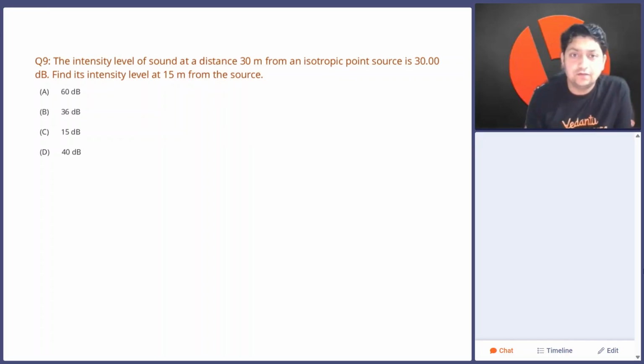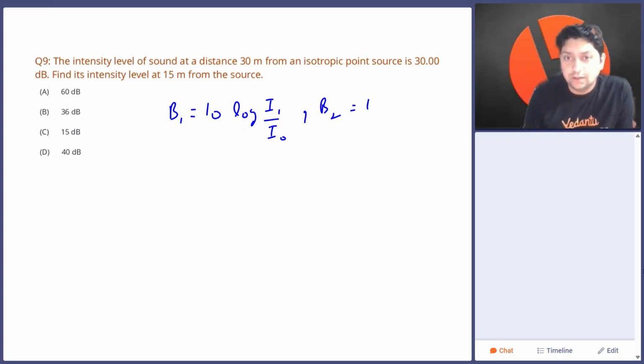The intensity level of sound at a distance of 30 meter from an isotropic point source is 30 decibels. Find its intensity level at 15 meter. So intensity level, we know that the intensity level is nothing but equal to 10 log I1 by I0. This is for intensity level 1, and for intensity level 2 the equation will be something like this. Now let's subtract these two equations.